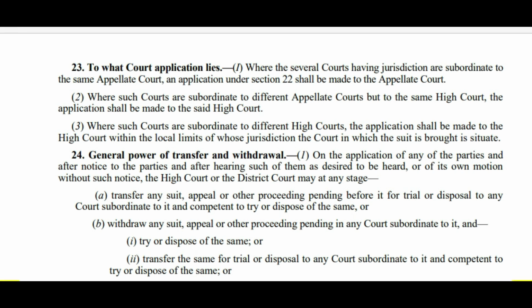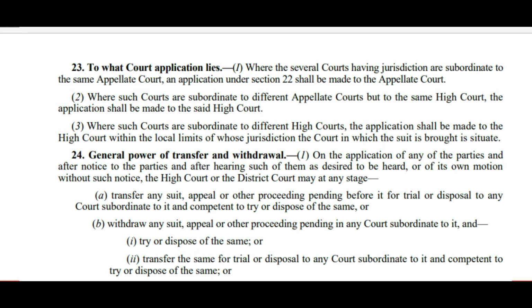23 subclause 1. If there are different courts having jurisdiction which are subordinate to a common appellate court. Imagine there are three subordinate courts A, B and C, and there is a common appellate court to these three courts, which is D. D is the appellate court, and beneath that appellate court you have A, B and C, three courts. Then an application under section 22 shall be made to the appellate court, that is court D.